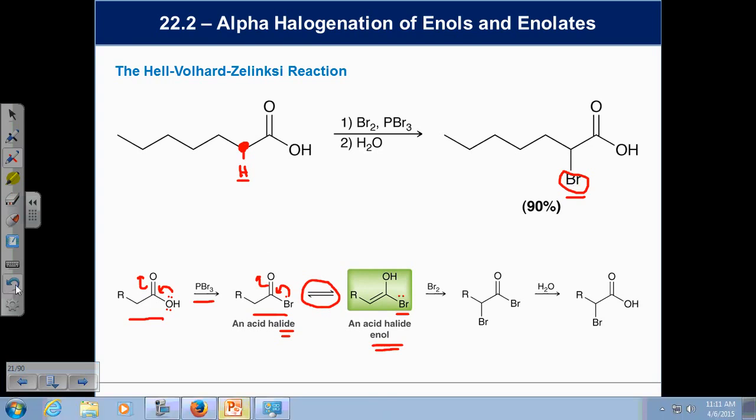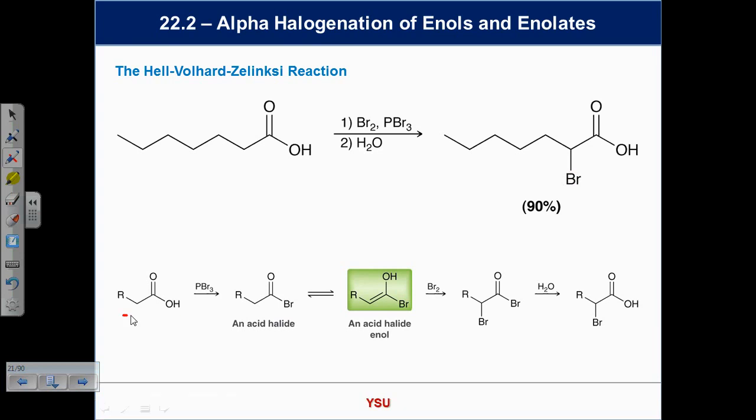So let's get rid of all that noise. I'm going to show you a mechanism from my website in a second that sort of summarizes all this stuff. But so far we have a carboxylic acid being treated with a brominating agent that we have seen before. We have seen alcohols with PBr3 give bromides. This is just an extension of that. And we end up with an acid halide. And the acid halide has a significant amount of enol in solution, a tautomer.